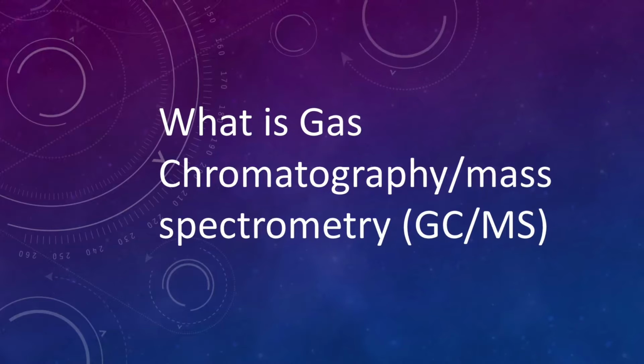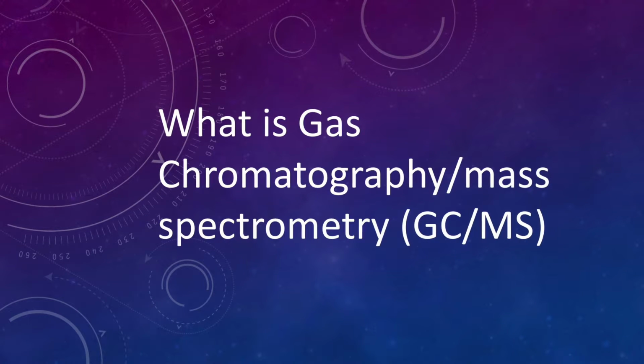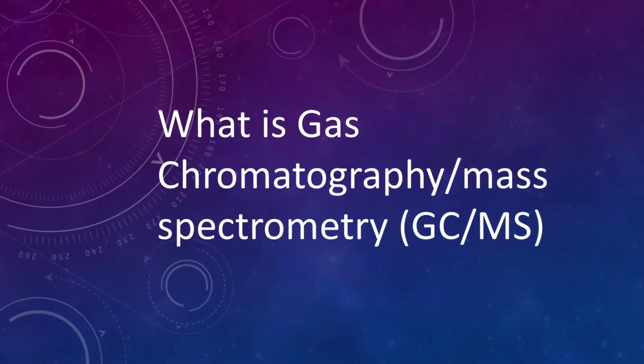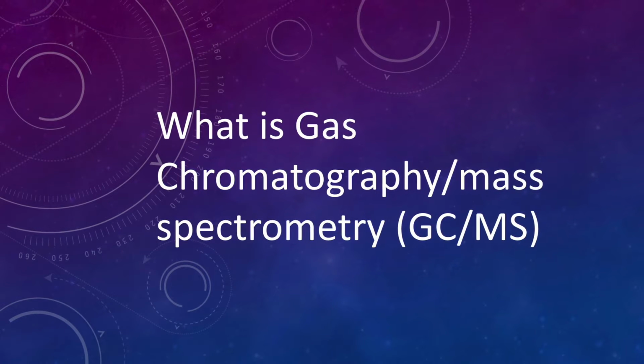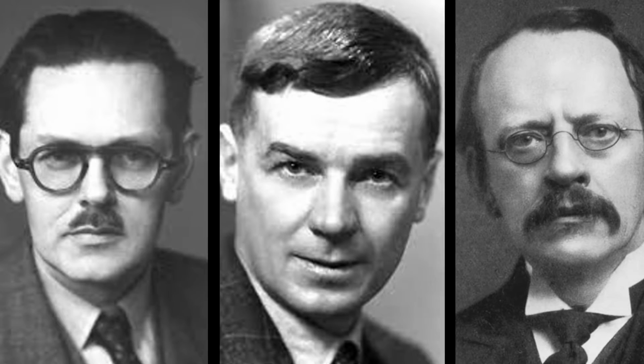Gas chromatography mass spectrometry, or GCMS, is an analytical technique used to analyze samples in a solid, liquid, or gas state, utilizing two chemical processes called gas chromatography and mass spectrometry. First, before discussing the principles of the GCMS, let's talk about their inventors.